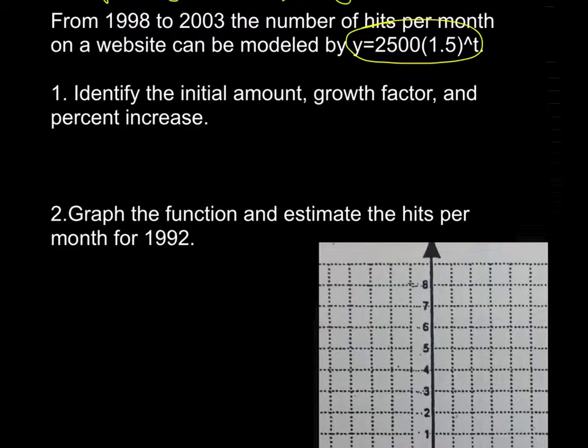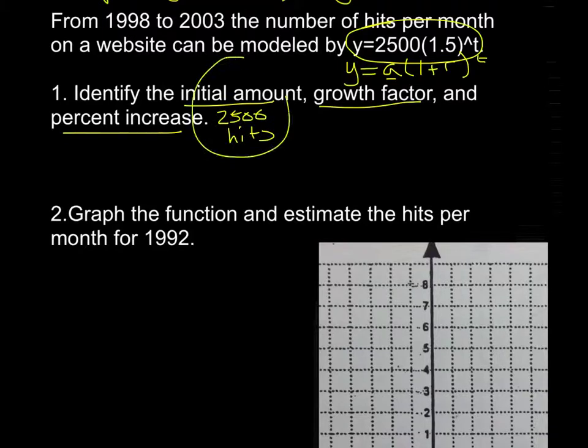And so the first question we ask about this, really just as an understanding check: identify the initial amount, the growth factor, and the percent increase. Well, growth factor we haven't talked about yet, so let's talk initial amount. Remember, the model for all exponential growth is y equals a(1 plus r) to the t. And a, the thing right out in front, that's the initial amount. That corresponds to 2,500 hits. That's our initial amount right there, 2,500 hits. So we just pull that right out of the equation.